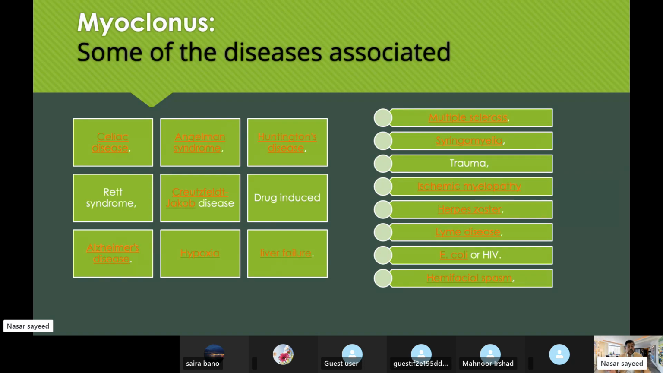They could be drug-induced, SSRI-induced myoclonus, or antipsychotic-induced myoclonus, Alzheimer's disease, hypoxia, liver failure, multiple sclerosis, syringomyelia, trauma, ischemic myelopathy, herpes, Lyme disease, E. coli, HIV, hemifacial spasm. Now, why I'm saying this is more common? Because one thing which is written in white here is drug-induced. Most of my patients who are on SSRIs, say treated for OCD, high dose of an SSRI, they develop myoclonus.